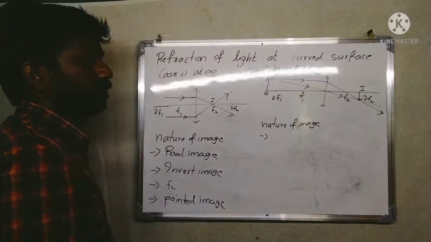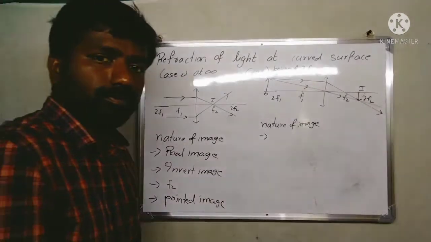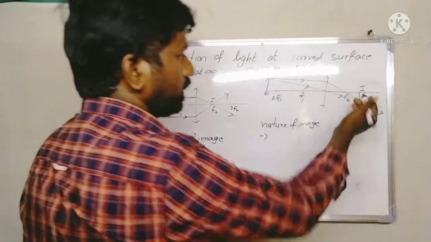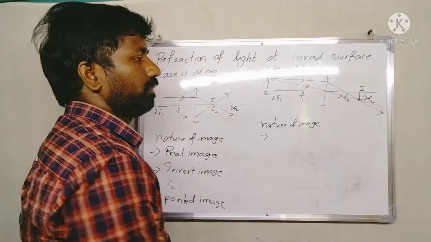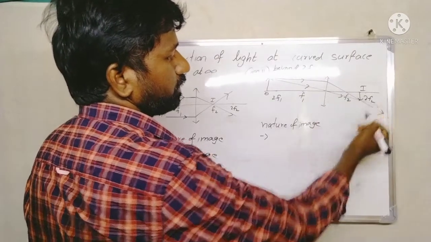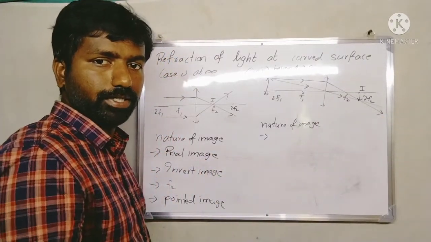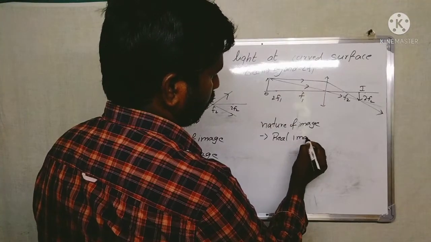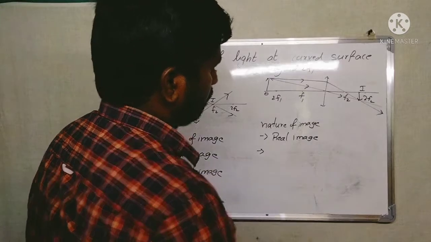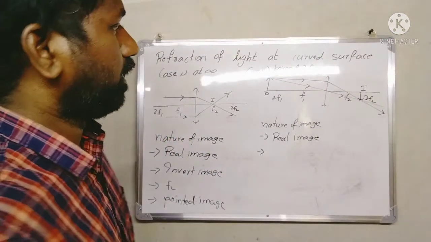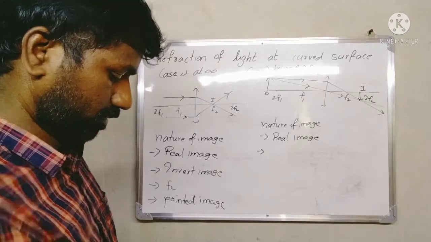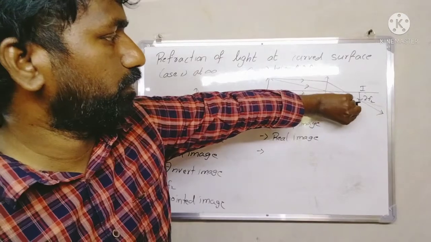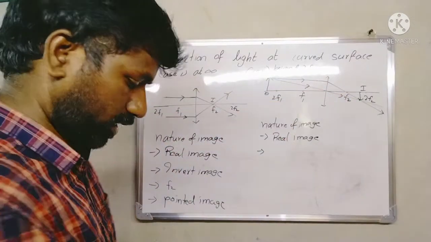First point, what type of image is that, real or virtual? That is simply a real image. Why? Because this is a refracted ray and this is also a refracted ray. Two refracted rays directly meeting give a real image. And after that, an inverted image. Here you can look at this: this is the object above the principal axis, and I got the image below the principal axis like this, and that is an inverted image.